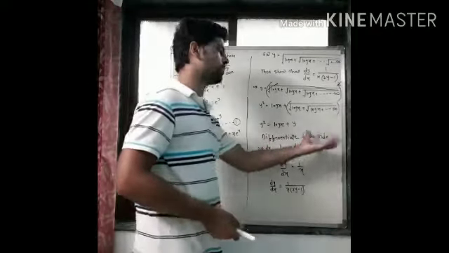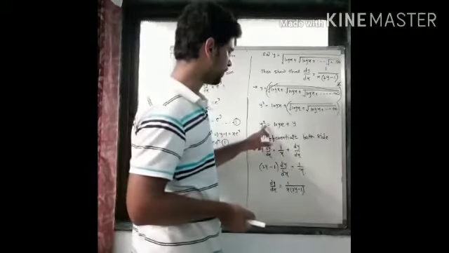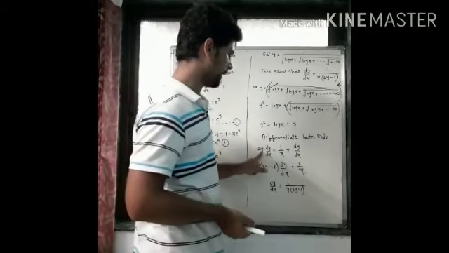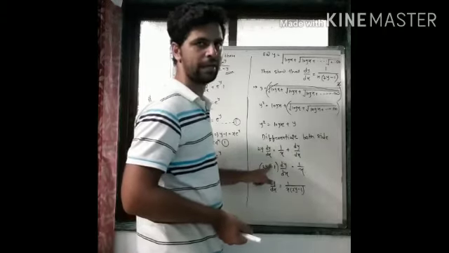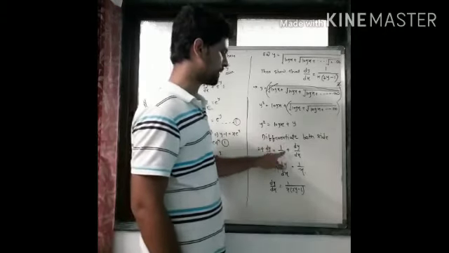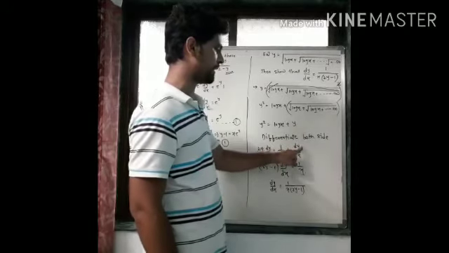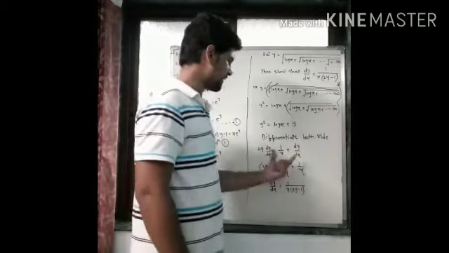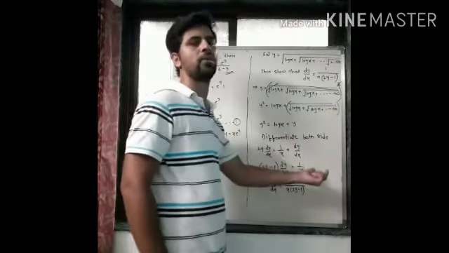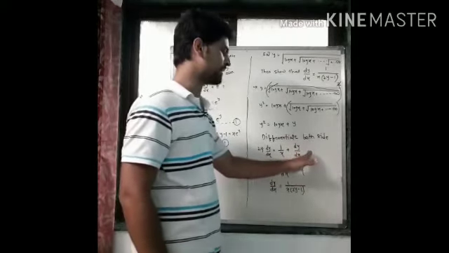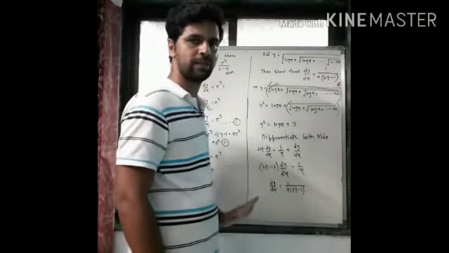Now differentiate both sides with respect to x. Derivative of y square will be 2y times dy by dx. Now derivative of log x is 1 by x. Derivative of y is dy by dx. Again you can see there are two terms of dy by dx. One is on the left side, another is on the right side. So the right side's dy by dx will shift to the left side.